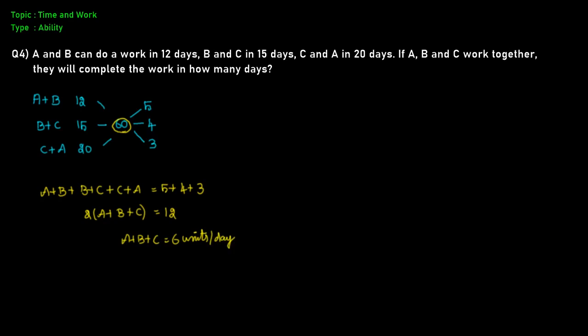So we know they have to complete 60 units of work in total, and we want to find in how many days they will complete that work. So I can simply divide 60 by 6, and I'll get 10 days as the answer for the fourth question, guys.